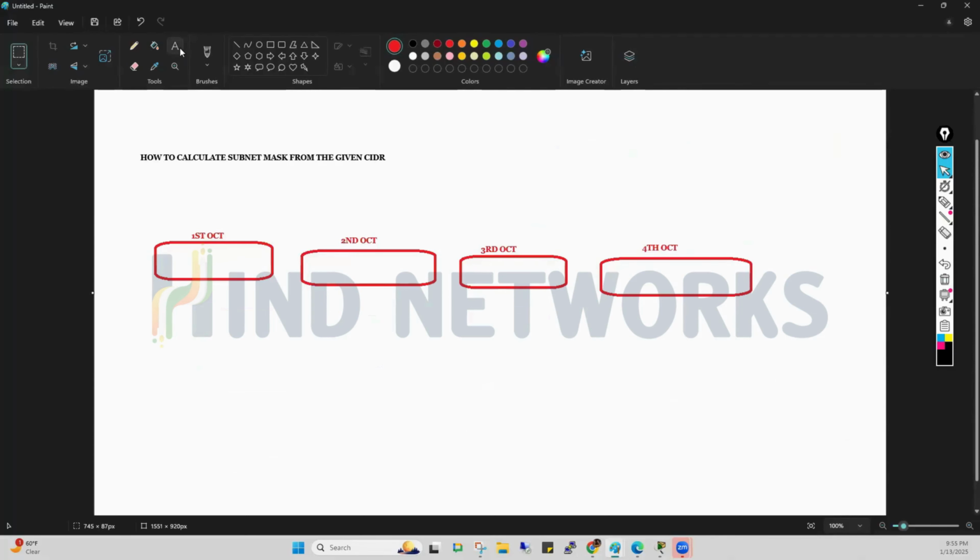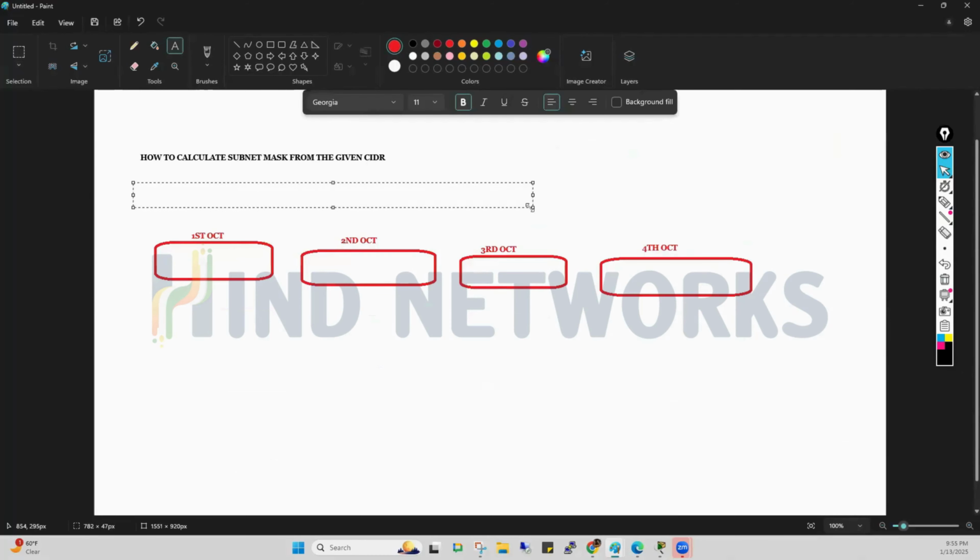Now, I have one more question. I'm giving you one more task. For example, I am giving you slash 19. Slash 19 means 19 bits are network bits. Yes or no? Now, how many host bits? Who can tell me? 32 minus 19. What is the value? 13. Clear, everyone? Yes or no? Done.